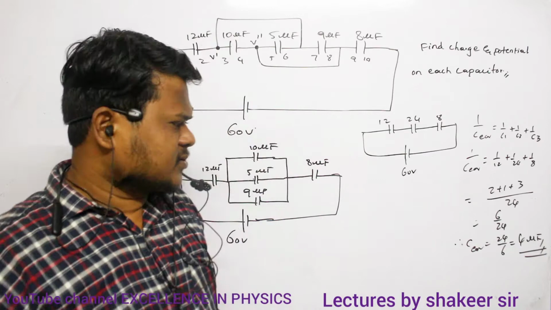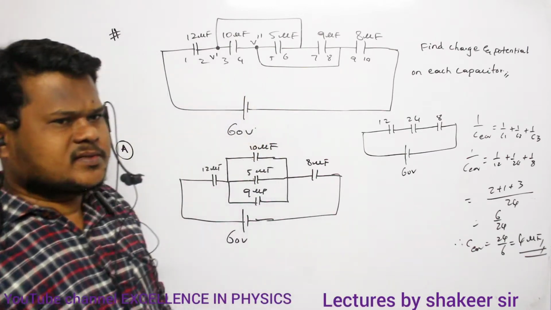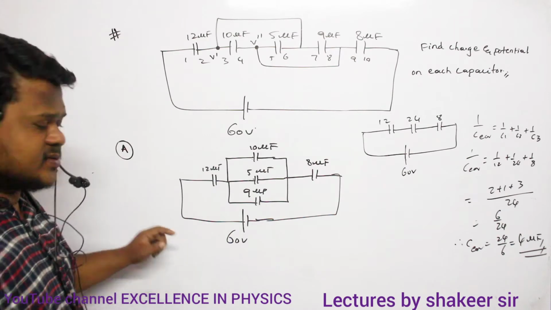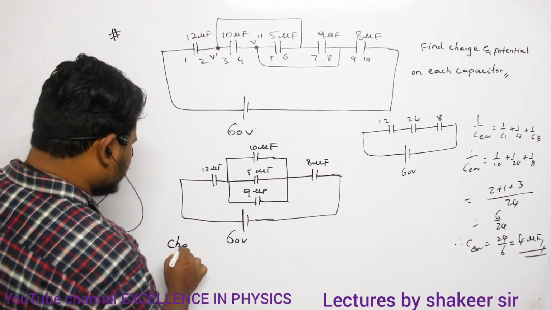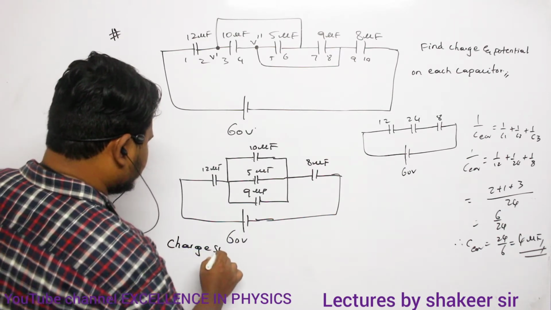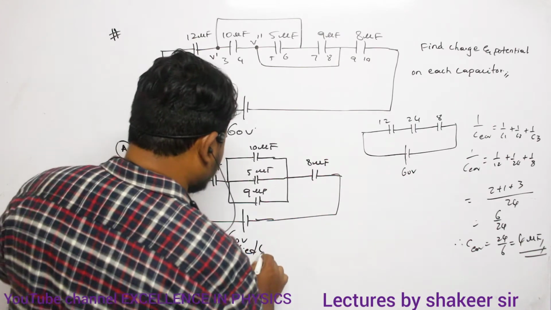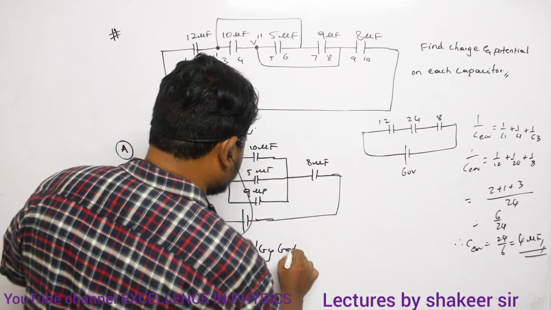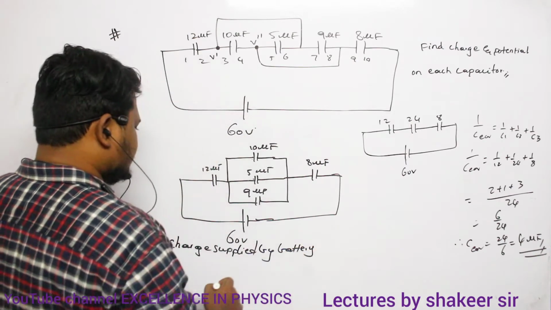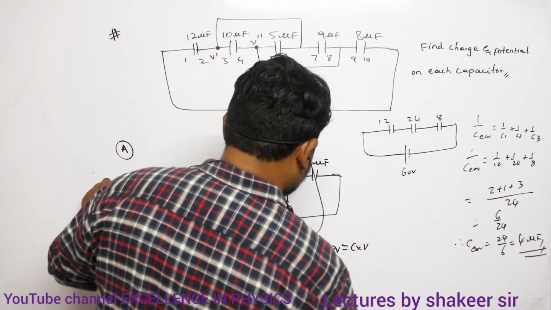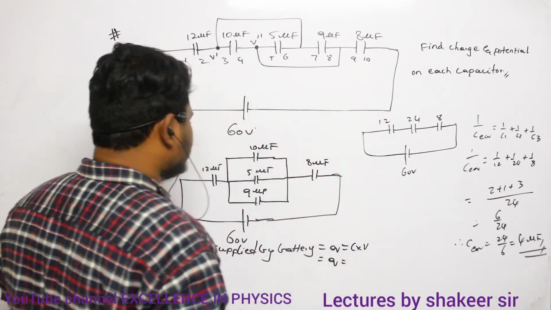So if this is the total equivalent capacitance, then I can calculate the charge drawn by the battery. Here, are you able to see? Okay. So the charge supplied by the battery, or the charge drawn by this circuit. So the charge supplied by the battery is how much? It is equal to Q equals C into V. So Q is equal to, capacitance is how much, ma?